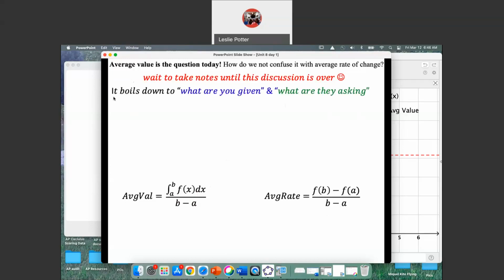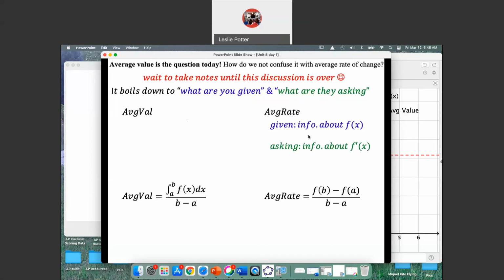So how do we distinguish what they're asking for? Really, it boils down to looking at what you're given and then looking at what they're asking you to find. So let's take a look at these two terms, average value and average rate of change. Let's go back to the beginning of the year when we started talking about average rate of change. We started saying, oh, it's the algebra slope. We got 2 points on f of x. That's what we're given, and we want to find the slope between those 2 points. And it's basically used to approximate the derivative.